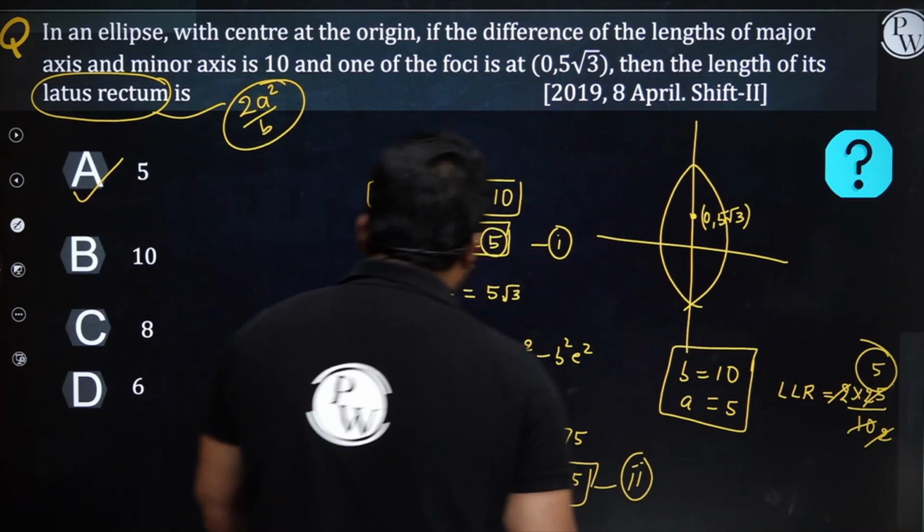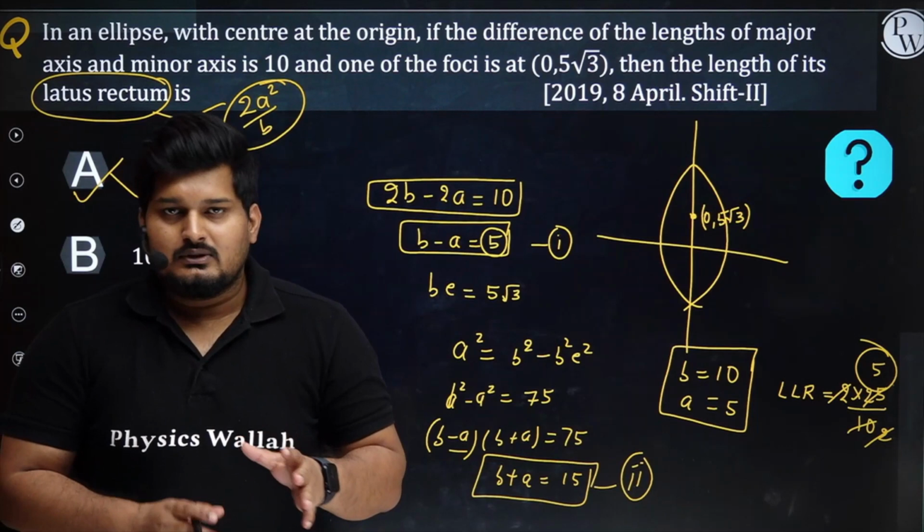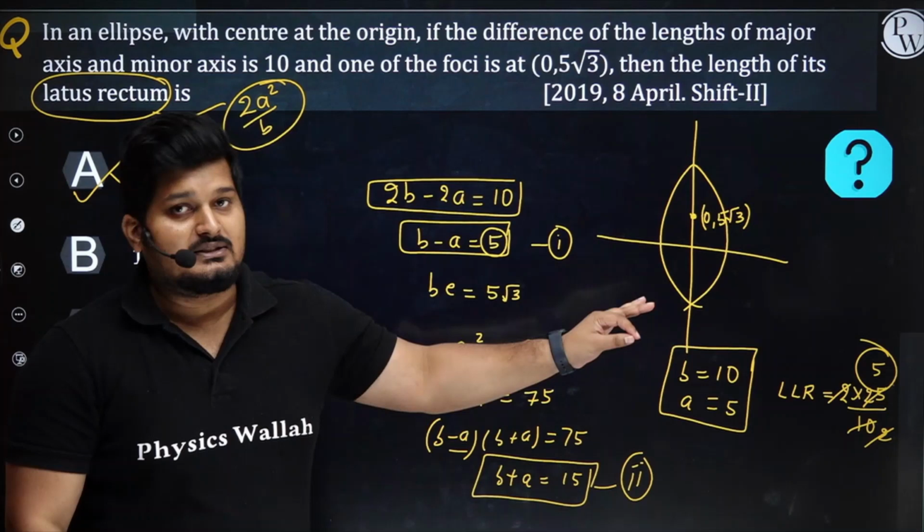So this was also a direct problem. You have one vertical ellipse, and we are only using results from the vertical ellipse as they are. That's all. Moving to the next question now.